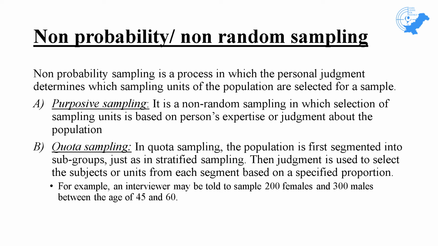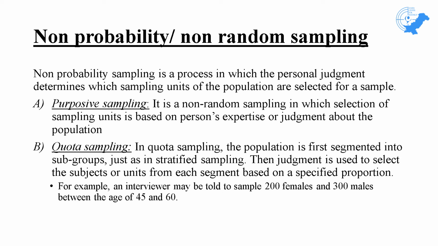So moving towards the next type of sampling technique, that is known as non-random or non-probability sampling. It is a process in which personal judgment determines which sampling units of the population are selected for a sample. It is further divided into three types. Purposive sampling is a non-random sampling in which the selection of the sampling unit is based on a person's expertise or judgment about the population.